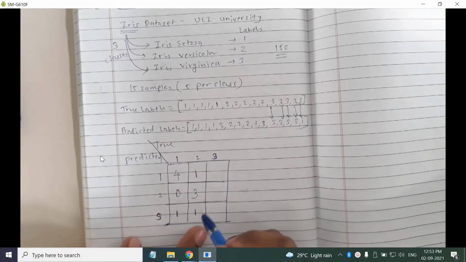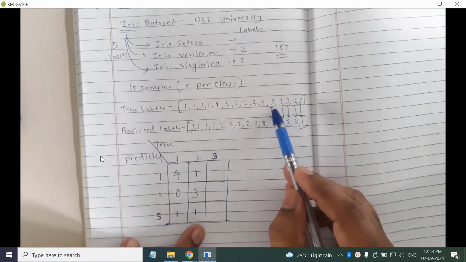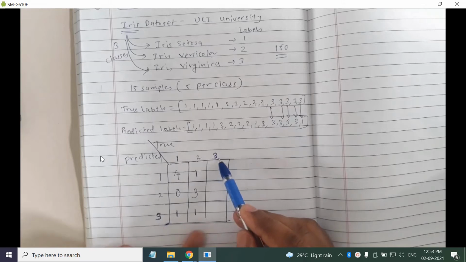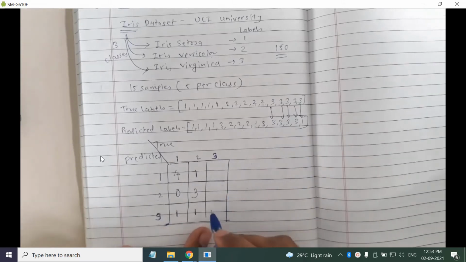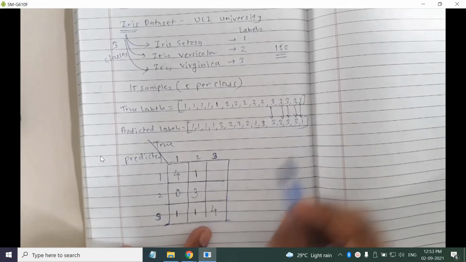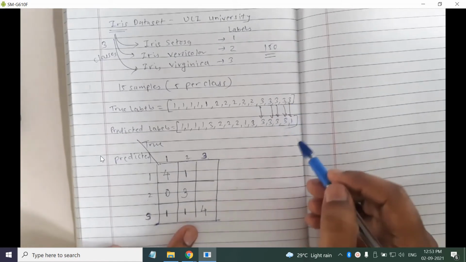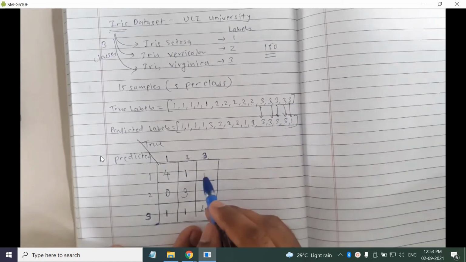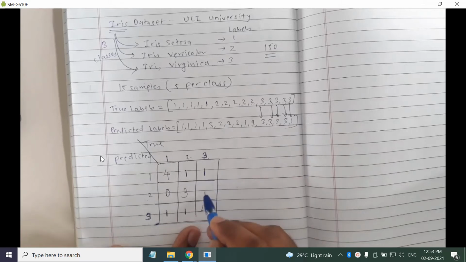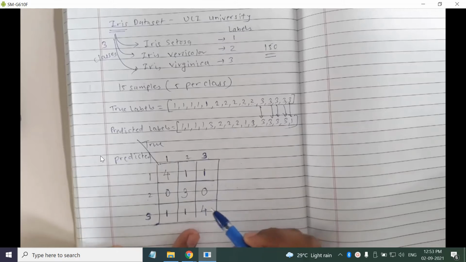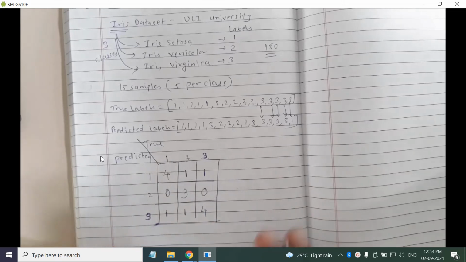1. Then for 3 comma 3, okay, so it is happening for 4 samples. Then 3, true label is 3, predicted is 1, that means here we'll get 1, and we don't have a case for this cell, right? Okay, so this is our confusion matrix.